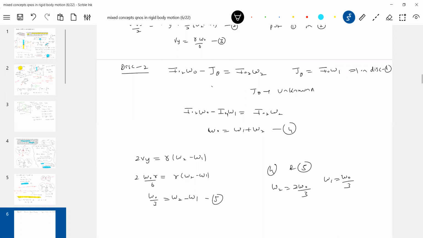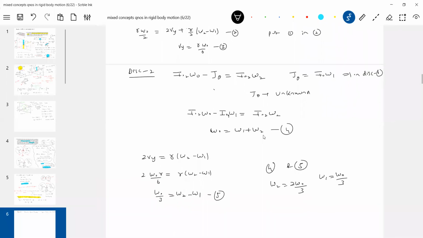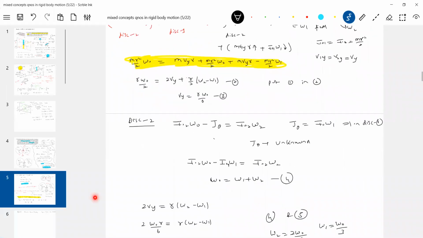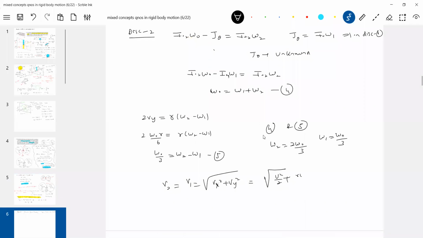We know angular velocities, we know linear velocities also. So this is our answer. So what is the velocity of this one? What you should write is Vx squared plus Vy squared. I think that's the speed of each disk. And what is the angular velocity? We know it. And what is Vx squared? U squared by 2. And what is Vy? Vy is something we got like this, R omega naught by 6.